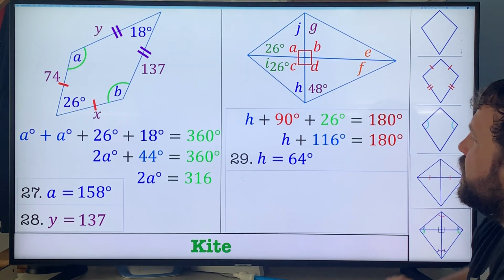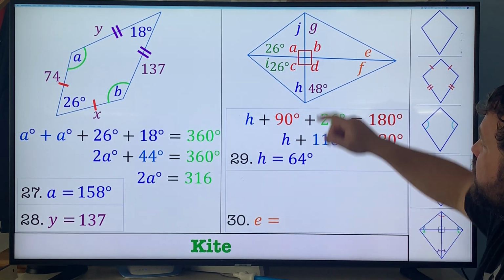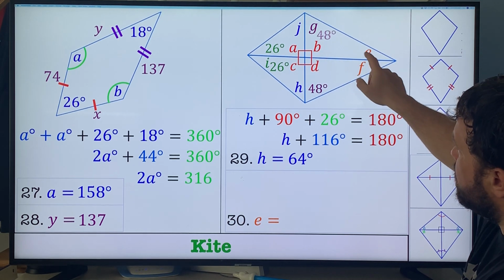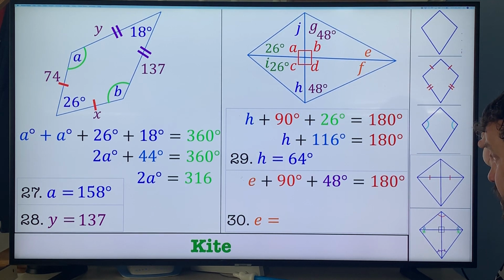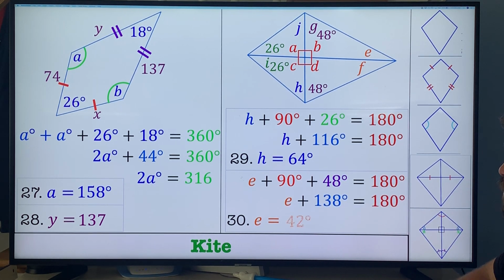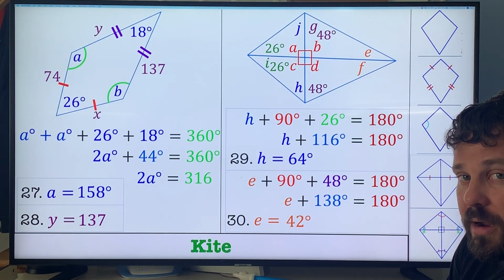64, 64. Now, if we want to find out what E is, we know that this is 90, this is 48. We know that this is 90, this is 48. So we can add that to E and sum it up to 180. 138 plus E equals 180. E equals 42 degrees. All right.